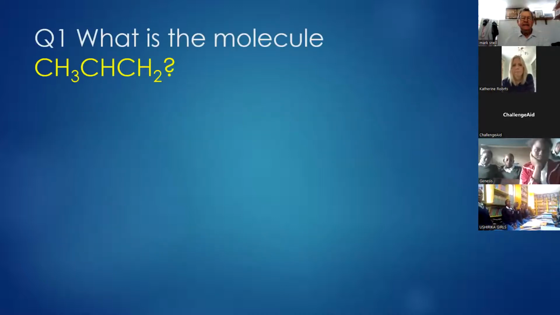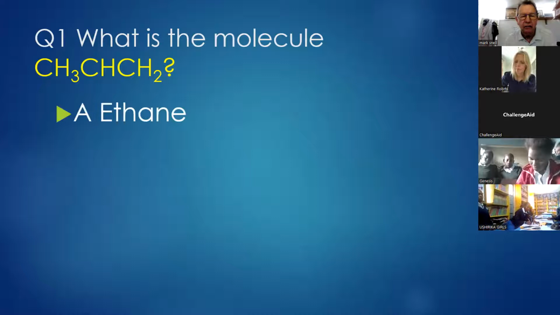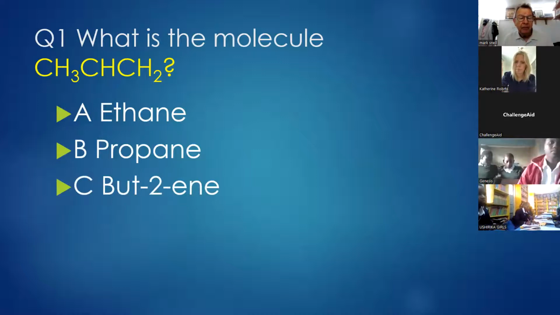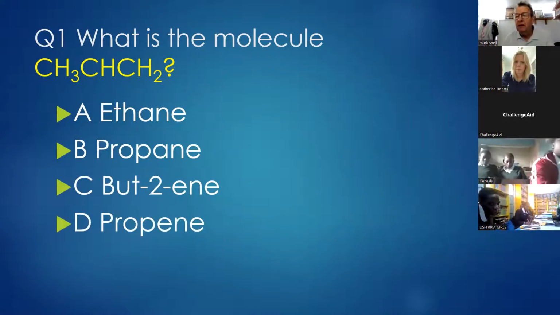Right. So here's question one. Question one, what is the molecule CH3CH2CH3 CH2? Here are your possible answers, so you don't have to work it out yourself. It could be ethane, it could be propane, it could be butene, it could be propene. So, what do you reckon? I'm going to give you just a moment to think about it.